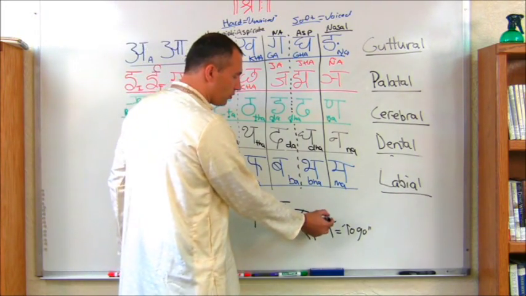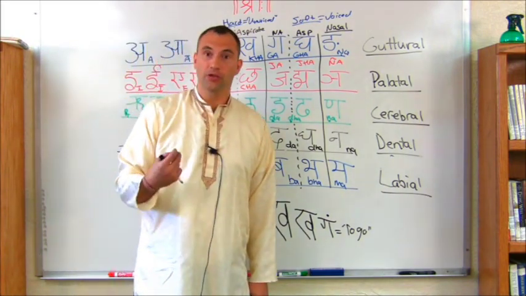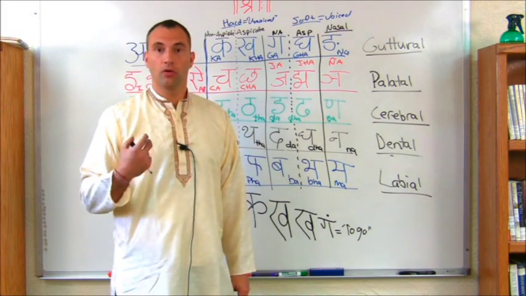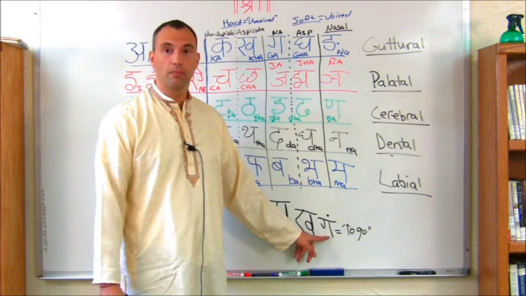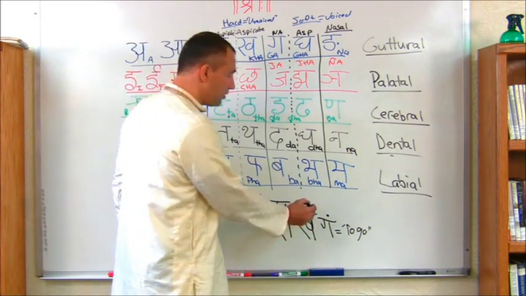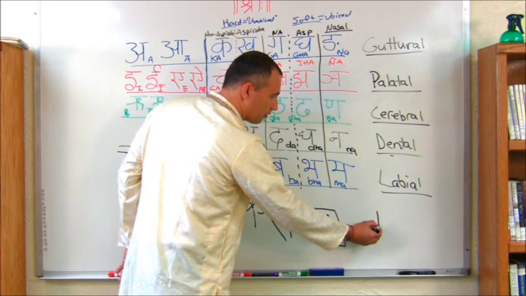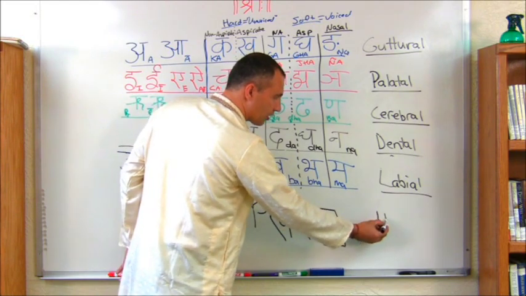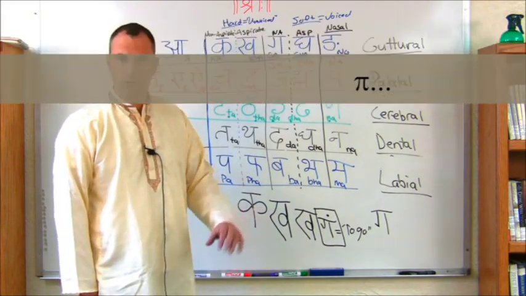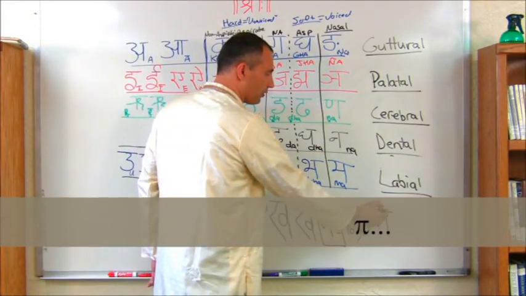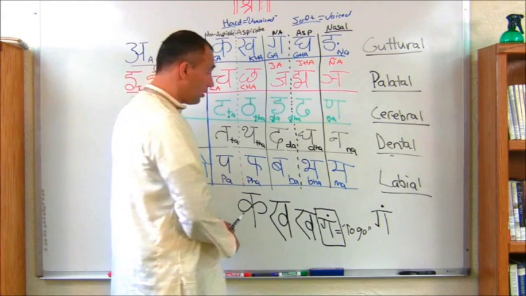Ga is also the bija sound of Ganesha. Ganesha. Ga. Om Gam Ganapataye Namaha. Okay? Gam. So now you know how to write the bija symbol for Ganesha. How do we write it? One vertical line down with a little foot, a second long vertical line down, and voila. Almost similar to the letter pi. And there is Gam. Om Gam Ganapataye Namaha.